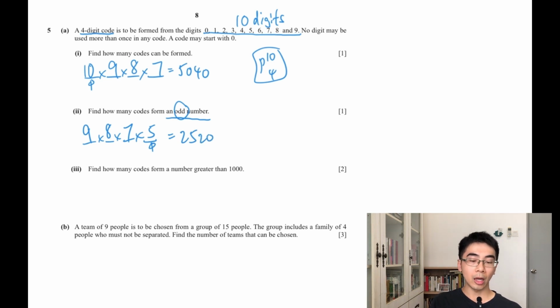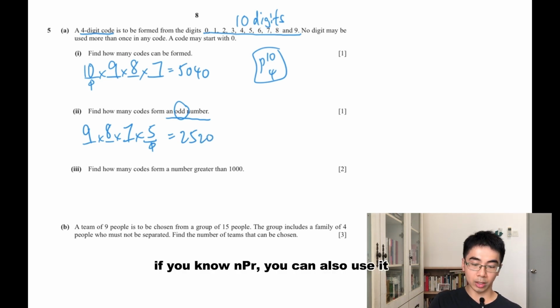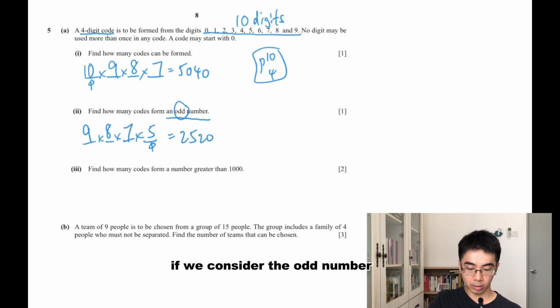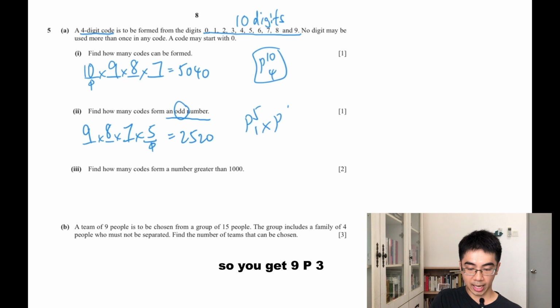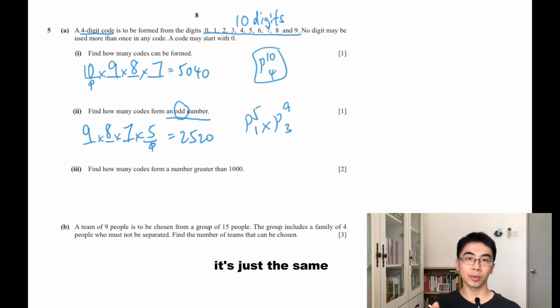and then you will get 2520. If you know P, you can also use it, or you need to consider the odd number, which is 5P1 times all the other numbers. So you got 9P3. It's just the same, or you can also use this.